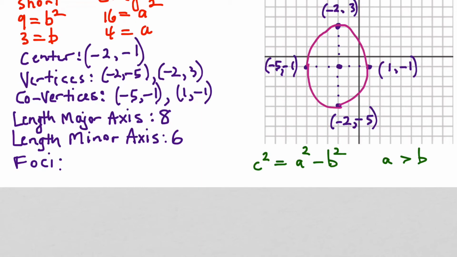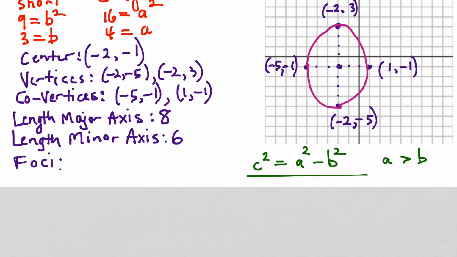So be careful in some of the homework problems that you're doing, exactly using the letter that they're using to describe either the major or the minor axis. But this is the way I teach it. I always teach it one way, where A is always bigger than B. So this is the formula that you use to find C.